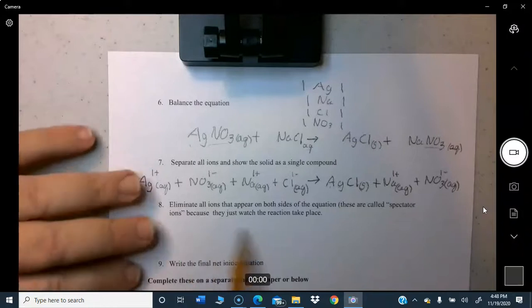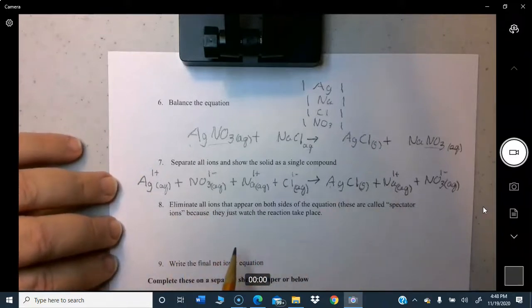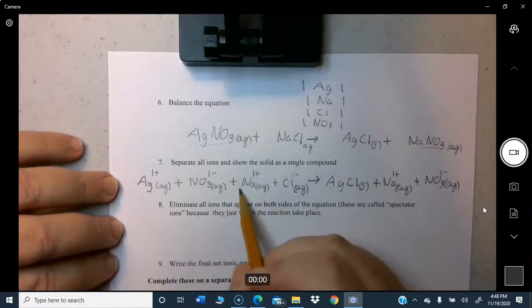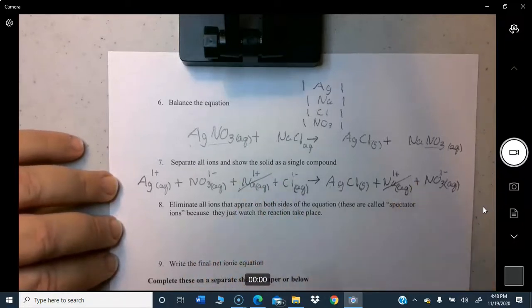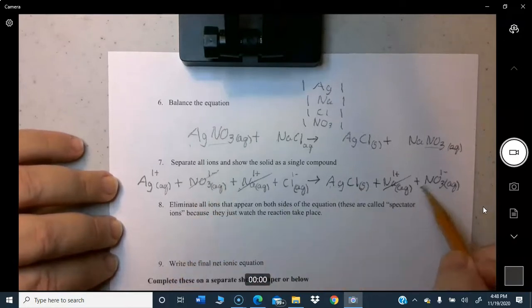Okay, so we're not going to write it again down here. We're just going to do what it says. It says eliminate all the ions that appear on both sides. So what do we see on both sides? Na appears here and here. We have NO3 appears here and here.